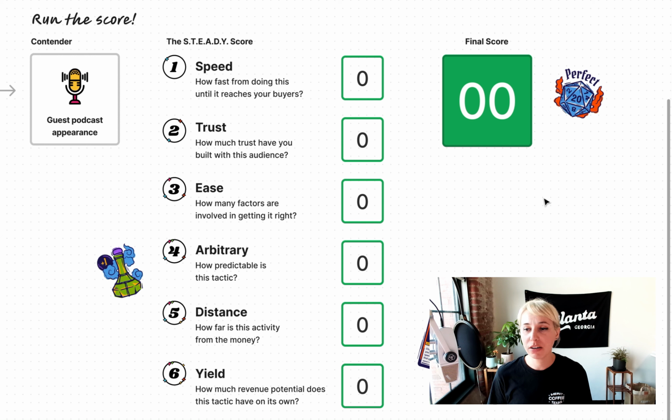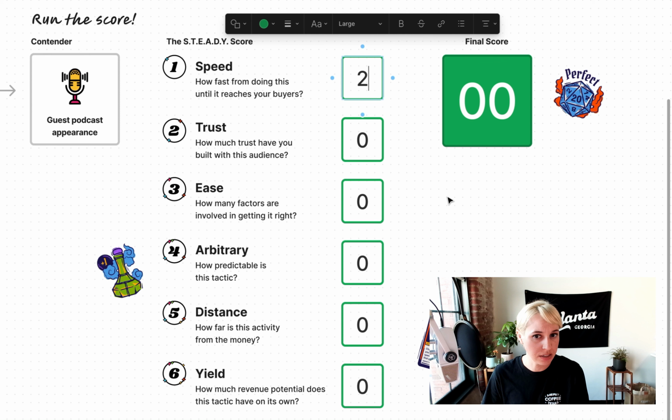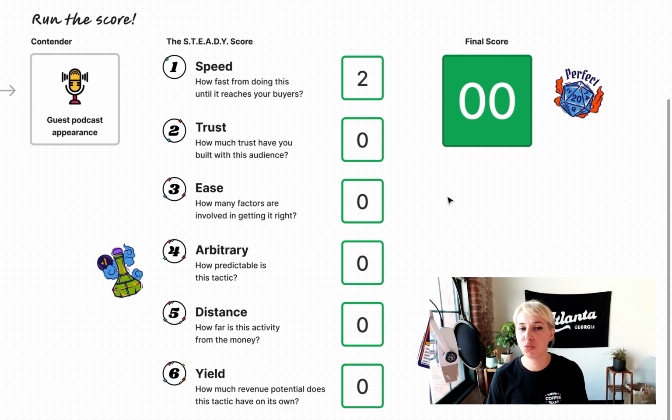When it comes to our steady score on a guest podcast appearance, we're looking at speed first. How fast from doing this until it reaches your buyers? Now, this can vary based on your podcast host's schedule. And so I'm going to put it somewhere in the middle. I'm going to give it a 2 because I found that most podcast hosts will release within the month, but some will take months to release the episode. So from the time you record it till it actually even gets heard can be a month or 2. We'll give it a 2.